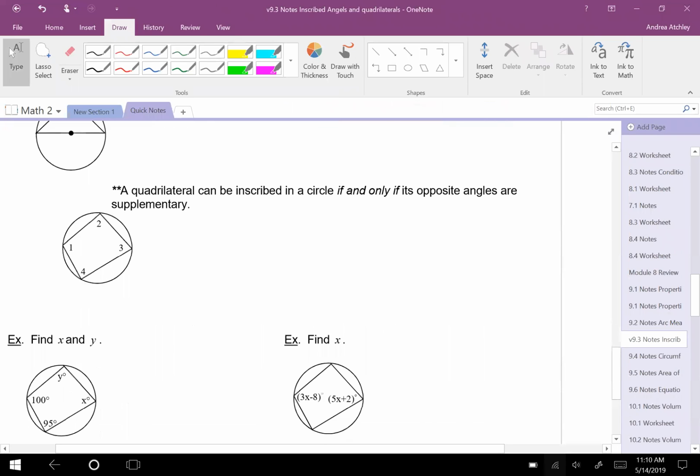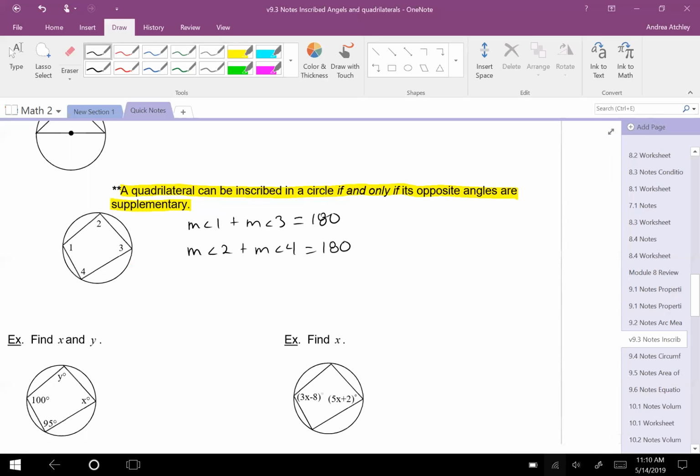Okay, a quadrilateral can be inscribed in a circle. This is another theorem. A quadrilateral can be inscribed in a circle if and only if its opposite angles are supplementary. It will not be inscribed in the circle unless the opposite angles are supplementary. So that means the measure of angle 1 plus the measure of angle 3 is equal to 180, and the measure of angle 2 plus the measure of angle 4 is equal to 180. Any questions over that?